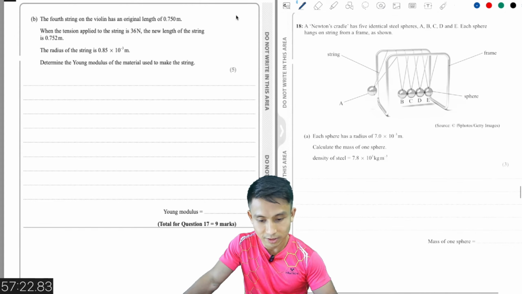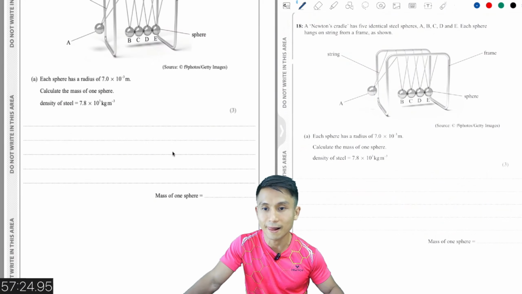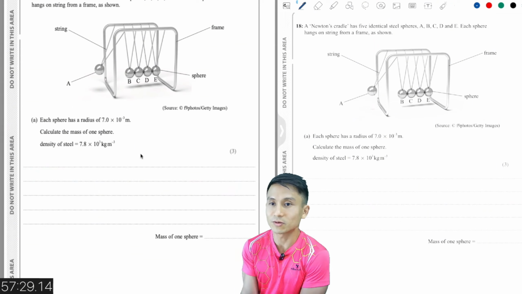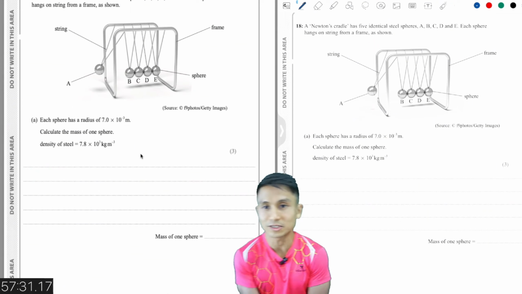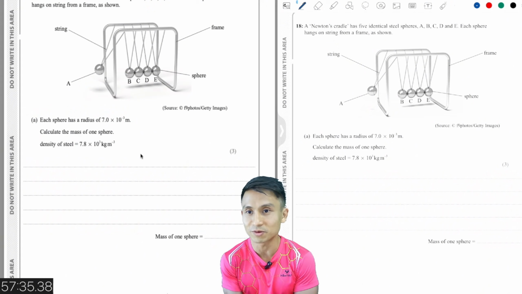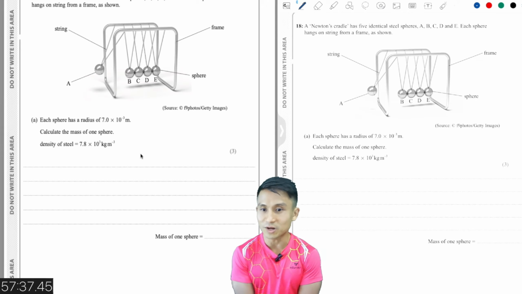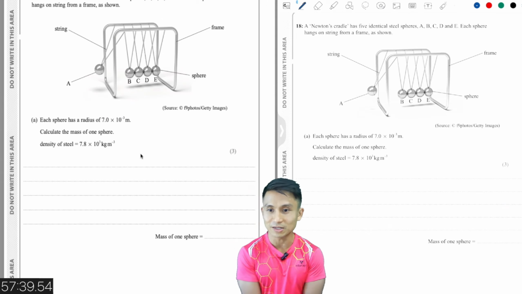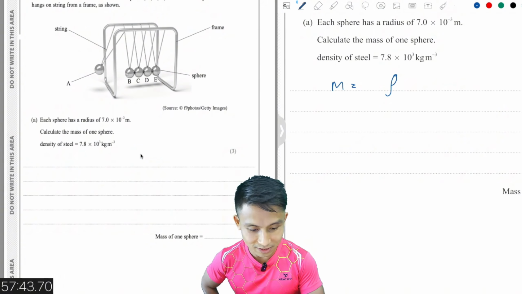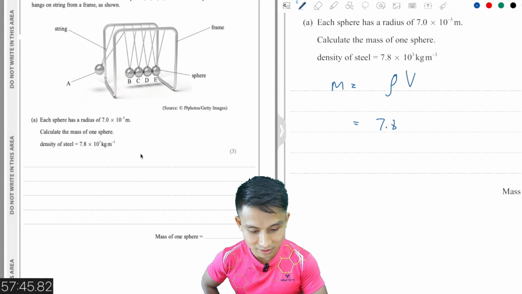Okay. Number 18. Newton's cradle has 5 identical steel spheres, A to E. Each sphere hangs on a string from the frame as shown. Each sphere has a radius of that. Calculate the mass of one sphere. Okay, that's fine. So mass is density times volume. So density is that times volume.